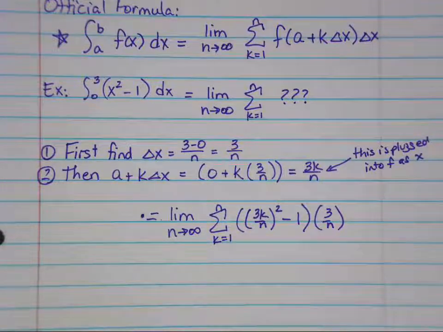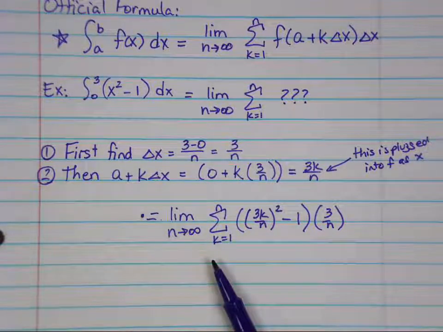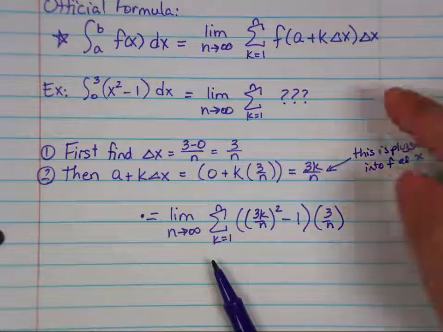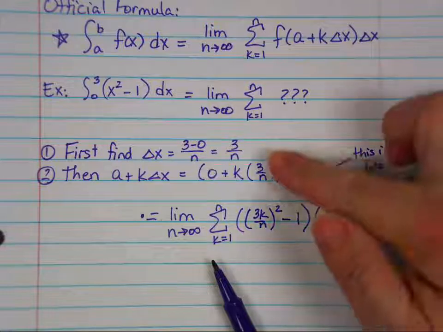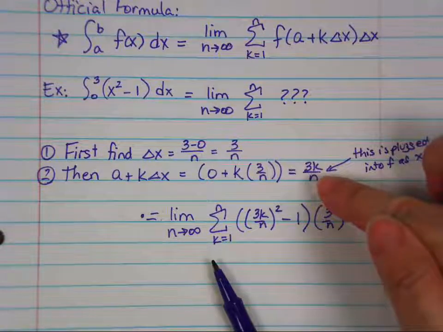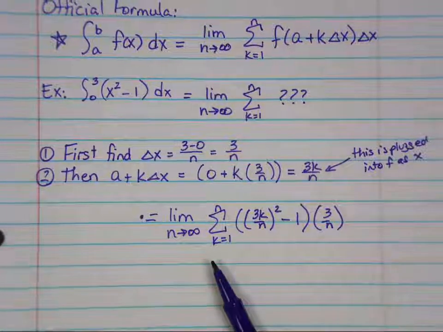Okay, right now I want you to pull out your worksheet. I want you with your table to do number 1 at least. I'd like you to do the first 2. Follow these steps. See if you can find delta x, then write what a plus k delta x is, and then write the equation.